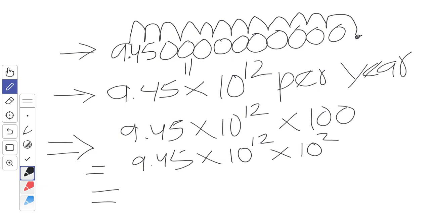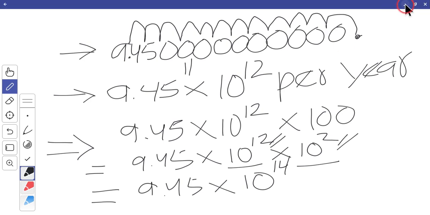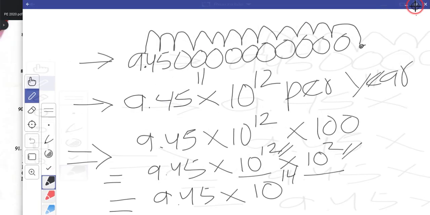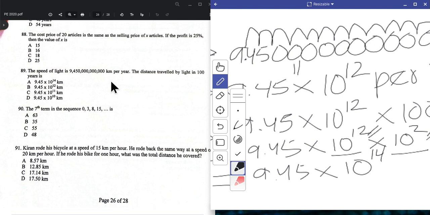Now when we have such numbers, when two numbers with powers are multiplied, we can add the powers. So we have 12 and 2, so it will become 14. 9.45 times 10 to the power 14. So the correct answer for question number 88 is: the distance traveled by light in 100 years would be 9.45 times 10 to the power 14 kilometers.